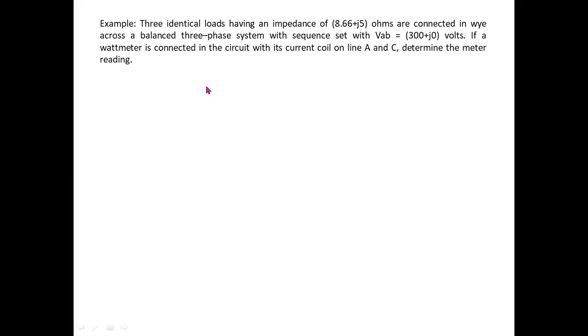For example number 2, you have the balanced Y connected load with impedance of 8.66 plus j5 ohms, connected in Y. The line to line voltage is given to be 300 volts, so 300 plus j0, or basically 300 volts.